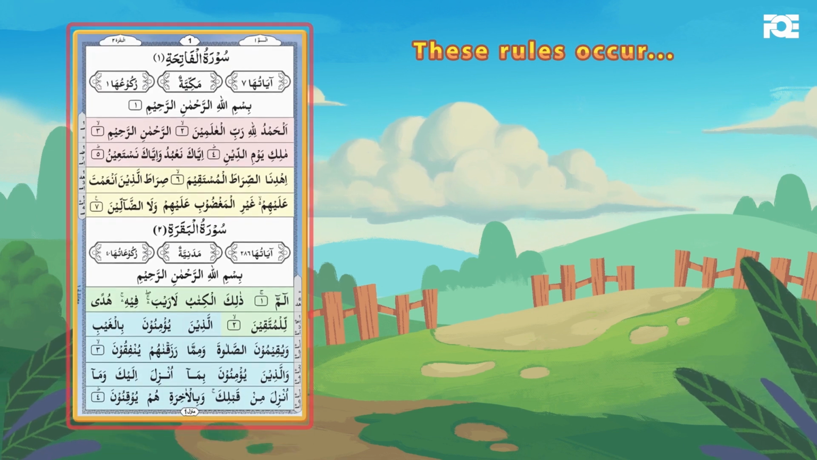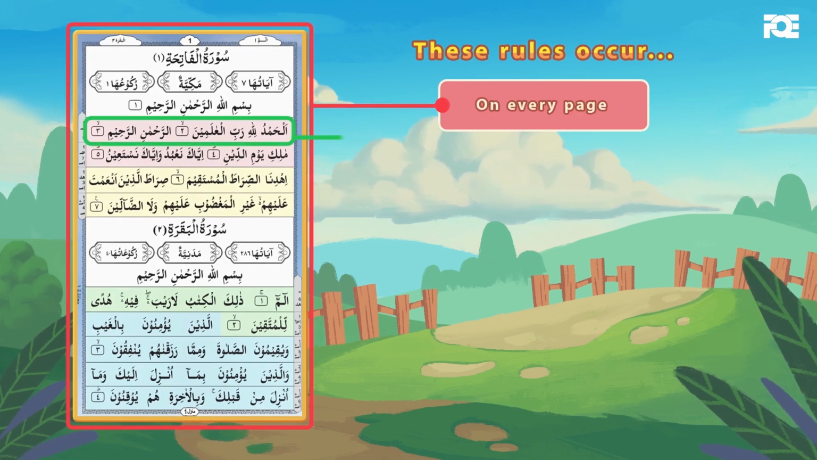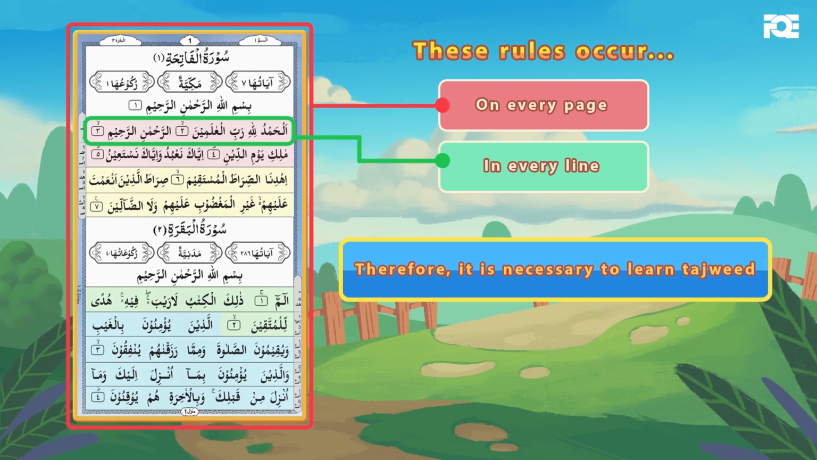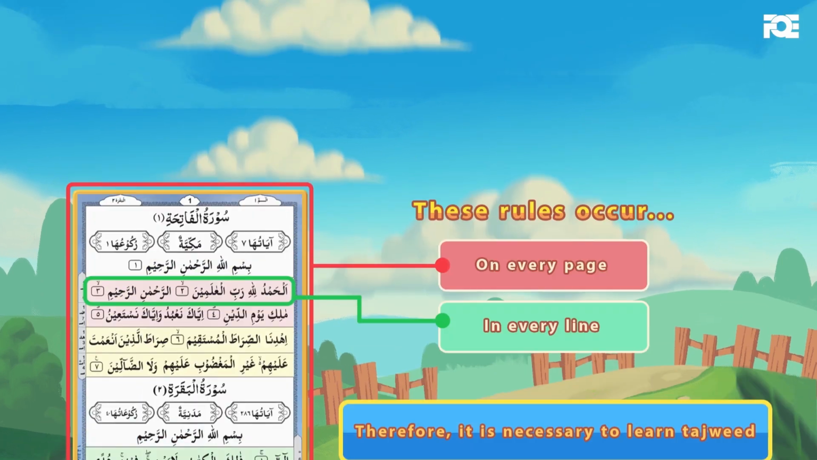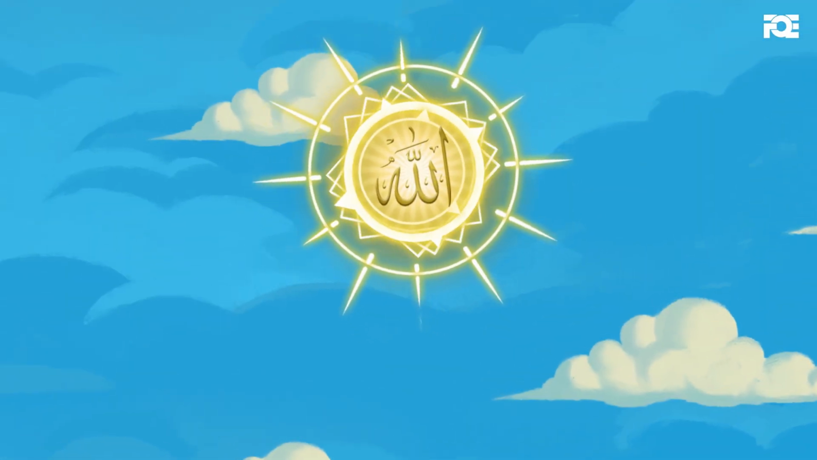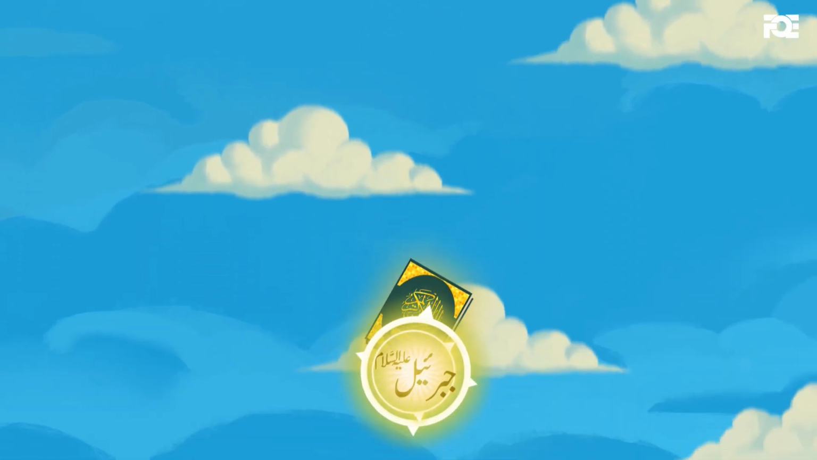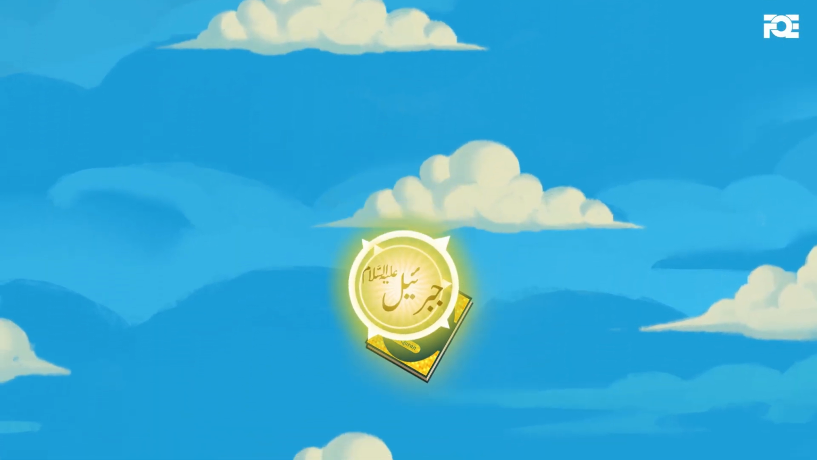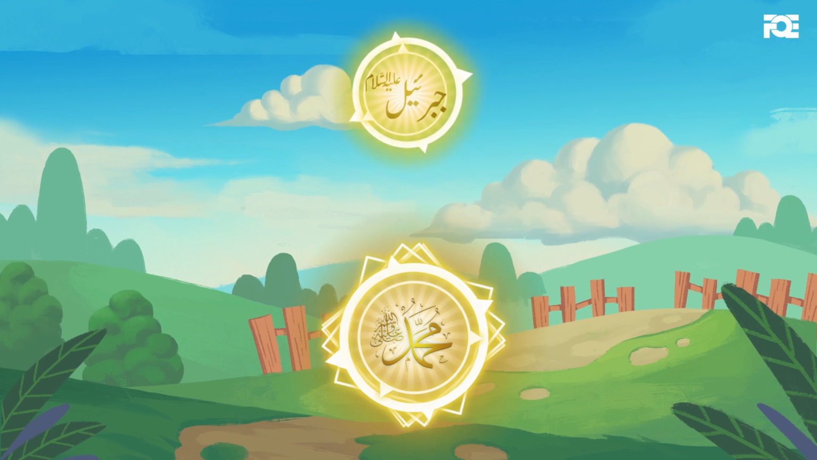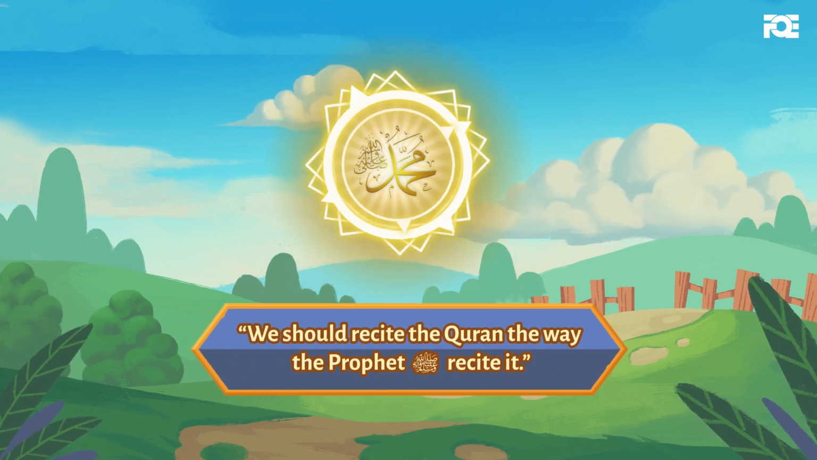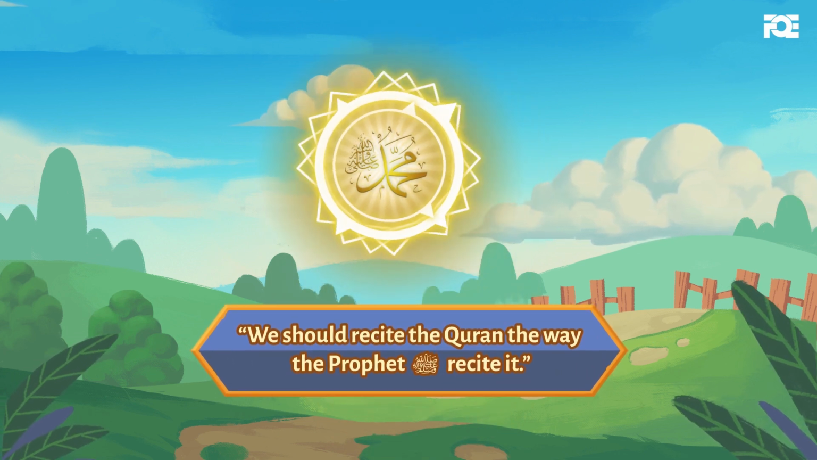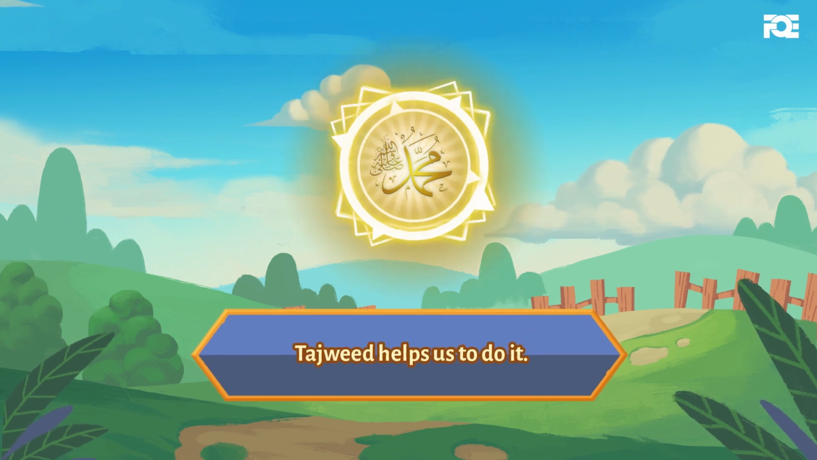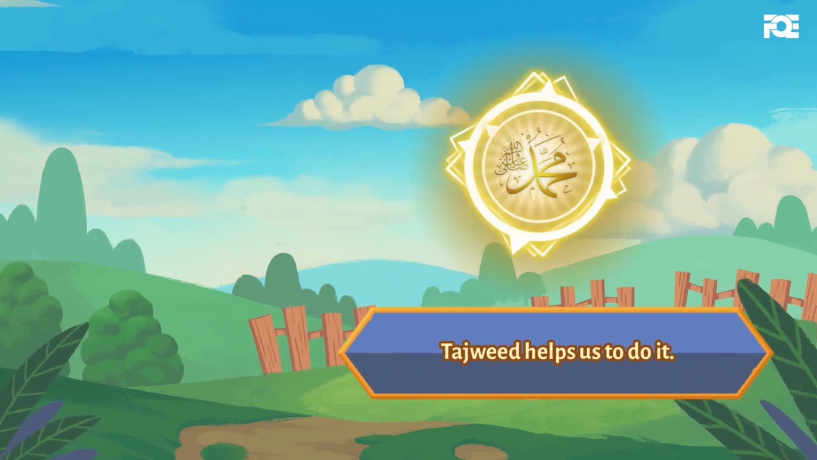These rules occur on every page, in fact in every line. Therefore, it is necessary to learn Tajweed. Allah subhanahu wa ta'ala sent this Quran through Jibreel alayhi salam to Muhammad sallallahu alayhi wasallam. So we should recite the Quran the way the Prophet sallallahu alayhi wasallam recited. Tajweed helps us to do it.